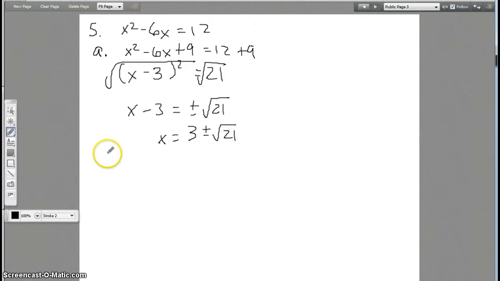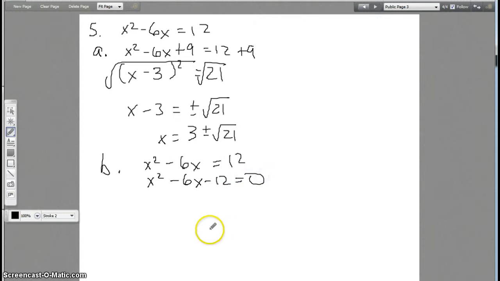Now remember, when we're going to use the quadratic formula, we always have to have our equation in standard form. So we're starting off with x squared minus 6x equals 12. That is not standard form. To put it in standard form, we'll need to subtract 12 from both sides. When we do that, we'll get x squared minus 6x minus 12 equals 0.